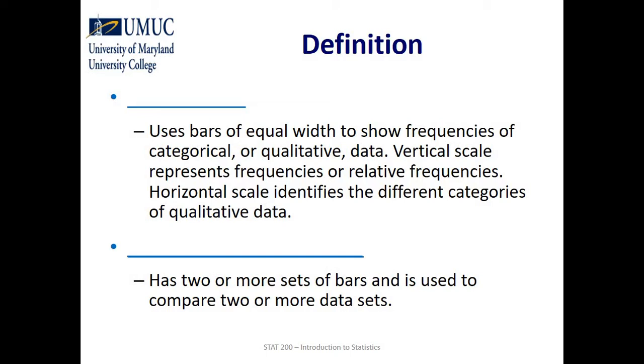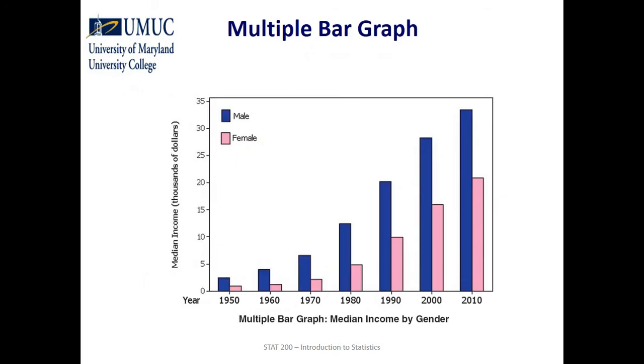And then the next one we're talking about is one that uses bars of equal width to show frequencies. Well, that's a histogram or a bar graph. So our histogram that we did was a bar graph. And if you remember when we went into Excel to open that and portray it, we actually selected a bar graph. A graph that has 2 or more sets of bars and is used to compare 2 or more data sets is called a multiple bar graph. So this is an example of a multiple bar graph where you're looking at male and female median income in thousands of dollars going back to 1950 up to 2010.